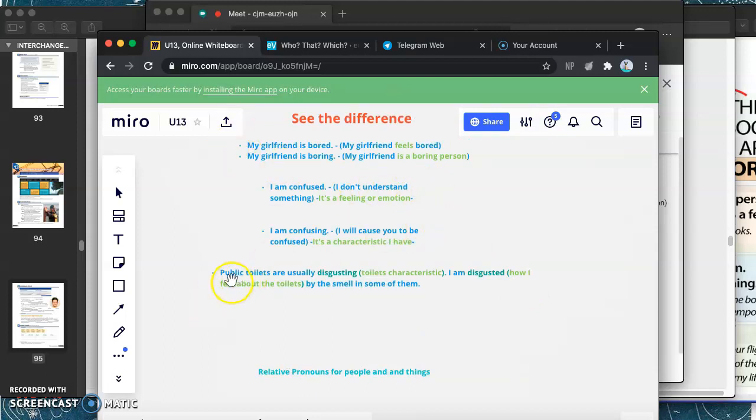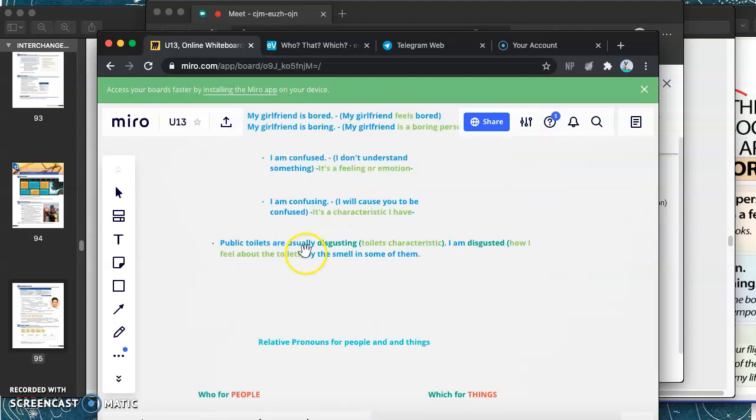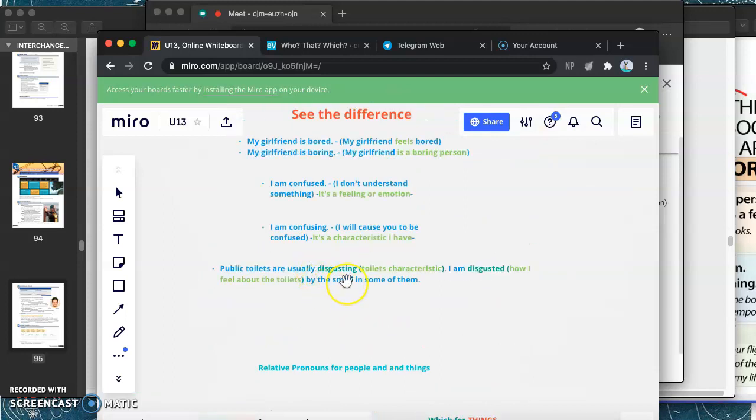So for example, if I say public toilets are usually disgusting, it ends in ing, that's a characteristic. Like, are usually disgusting. That's the characteristic. But if I say I am disgusted, disgusted is a feeling. This is how I feel about the toilets. I feel disgusted by the smell in some of them. So public toilets are usually disgusting. I am disgusted by the smell of some of them.